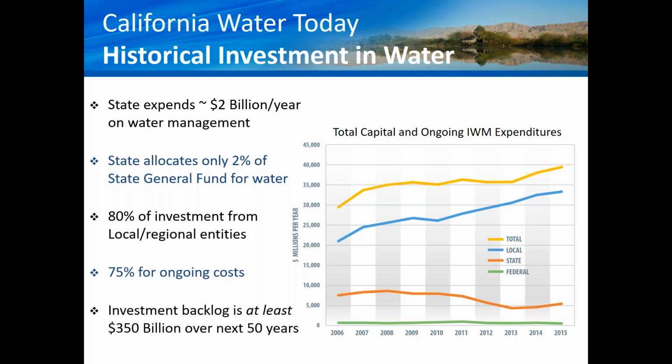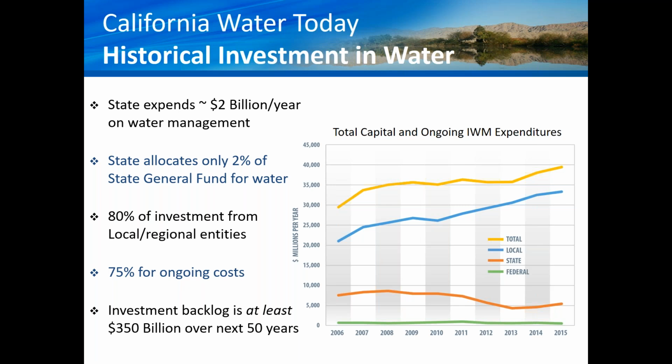There's some facts and figures here. One is that $2 billion a year is what the state of California expends on water management per year. The state allocates only about 2% of the state general fund, and most of the funds are coming from local and regional agencies. And you can see that on the graphic shown on the slide right here, the blue line being local investment, state being the orange, and then the federal dollars that have been invested being the green line. There's been a decrease over time in recent state investment, but there's been an increase in local, which offsets that as well.